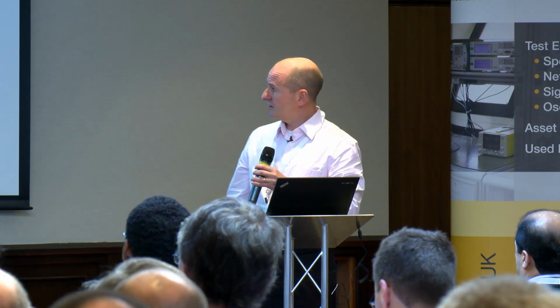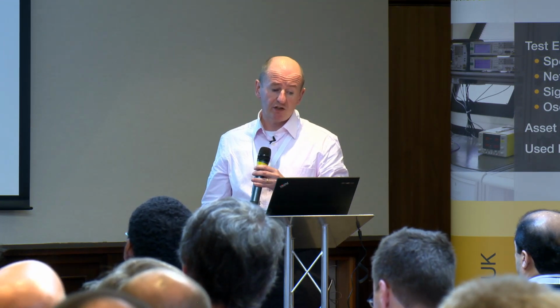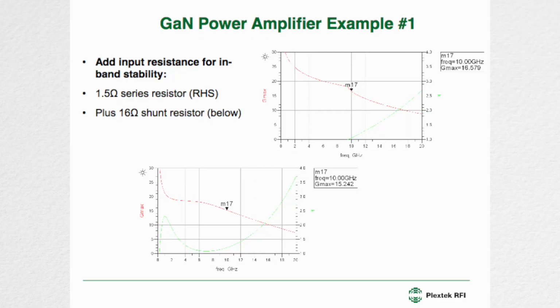So we add some resistance, and you can add series, and you can add shunt. We've added a bit of both. If you put 1.5 ohm series here, make sure the resistor can handle the RF current going through it. Then you see at 10 gigahertz, we're now unconditionally stable. We add a 16 ohm in shunt, and you see we're now stable to quite low frequencies.